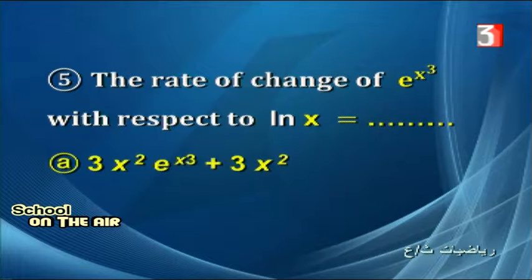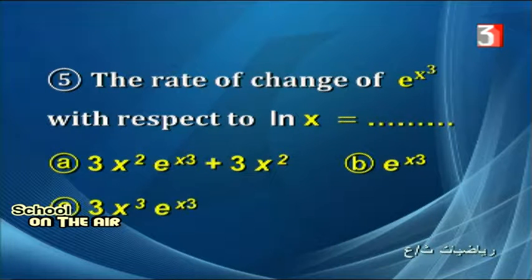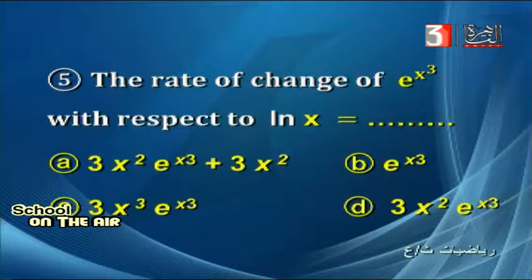The rate of change of e power x power 3 with respect to ln x equals what? Equals 3x power 2 times e power x power 3, or 3x power 3 e power x power 3, or 3x power 2 e power x power 3.